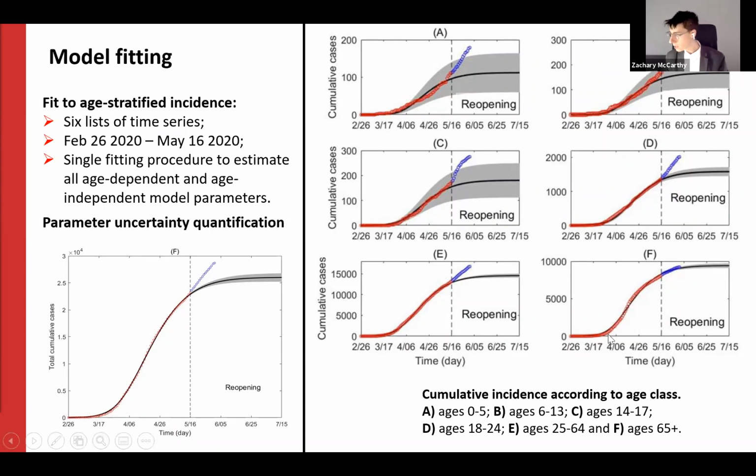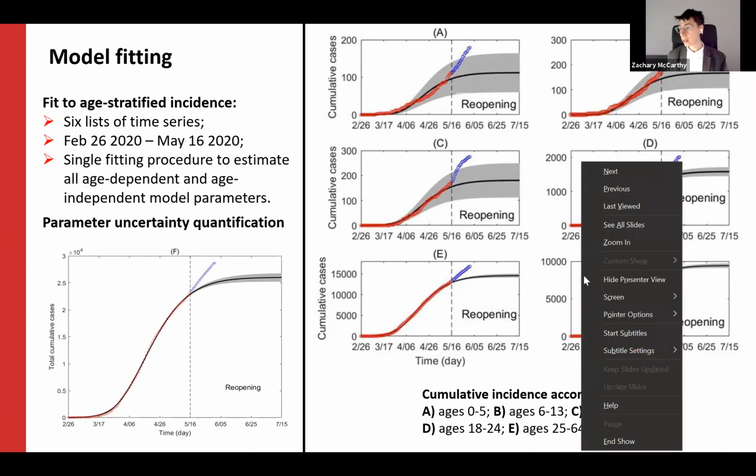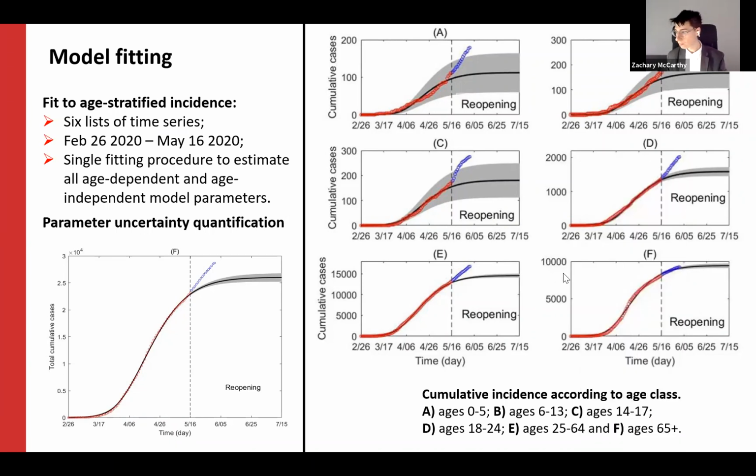So notice that those that are 65 and above, the senior age class, their cases follow the expected model trajectory. But on the other hand, the younger age classes, the remaining ones, do not. There are more cases in this group than the model expects or projects.